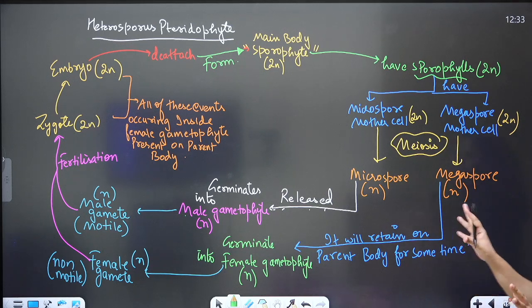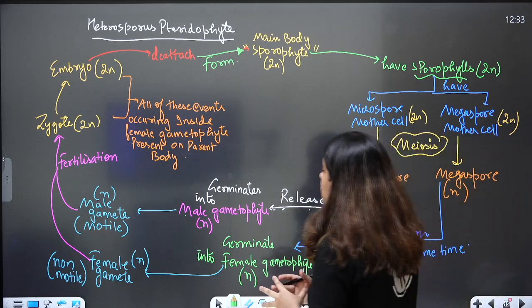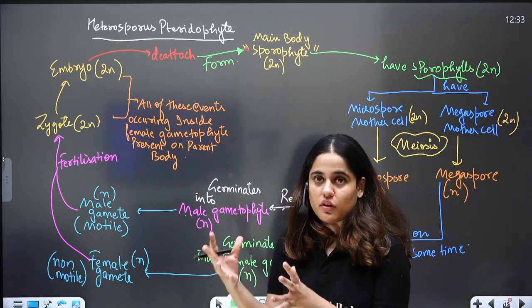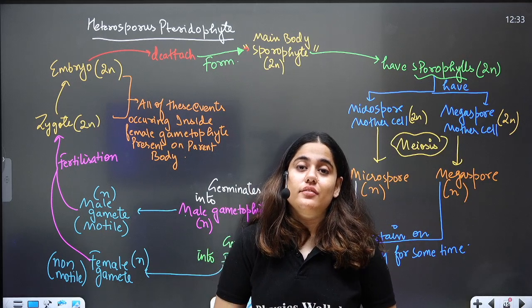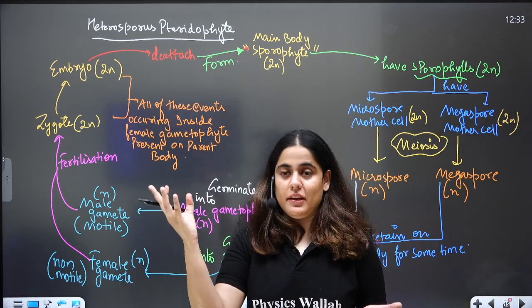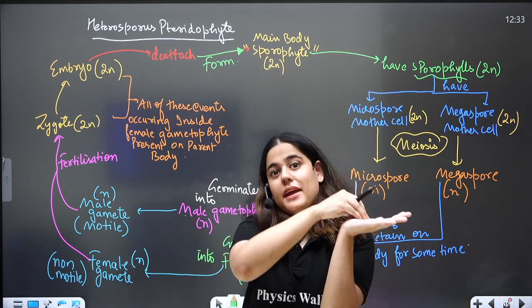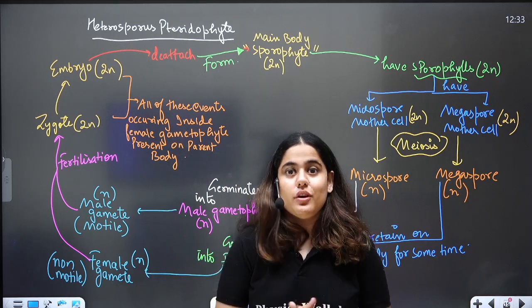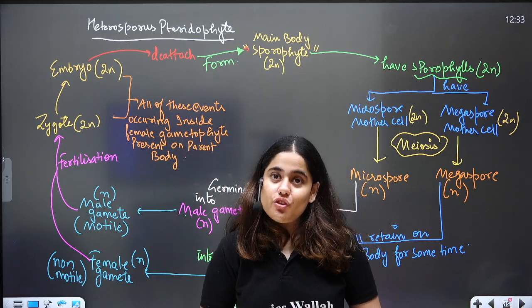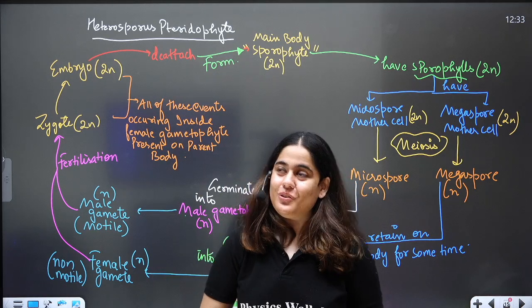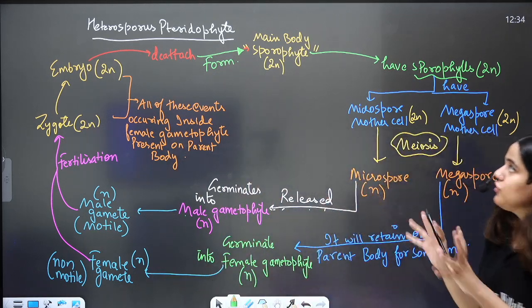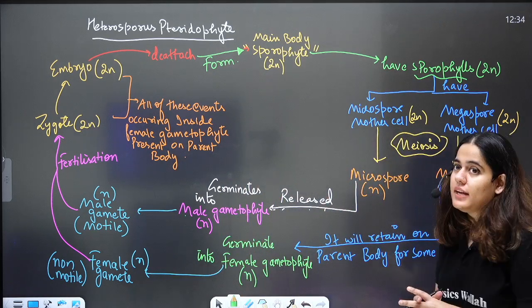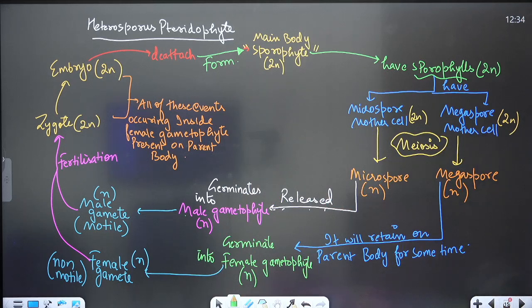So this event is very important from the evolution point of view, right? The retainment of the female gametophyte on the parent body was very important from the evolutionary point of view, okay? So heterosporous pteridophytes, or heterospory, is important from the evolutionary point of view, right?